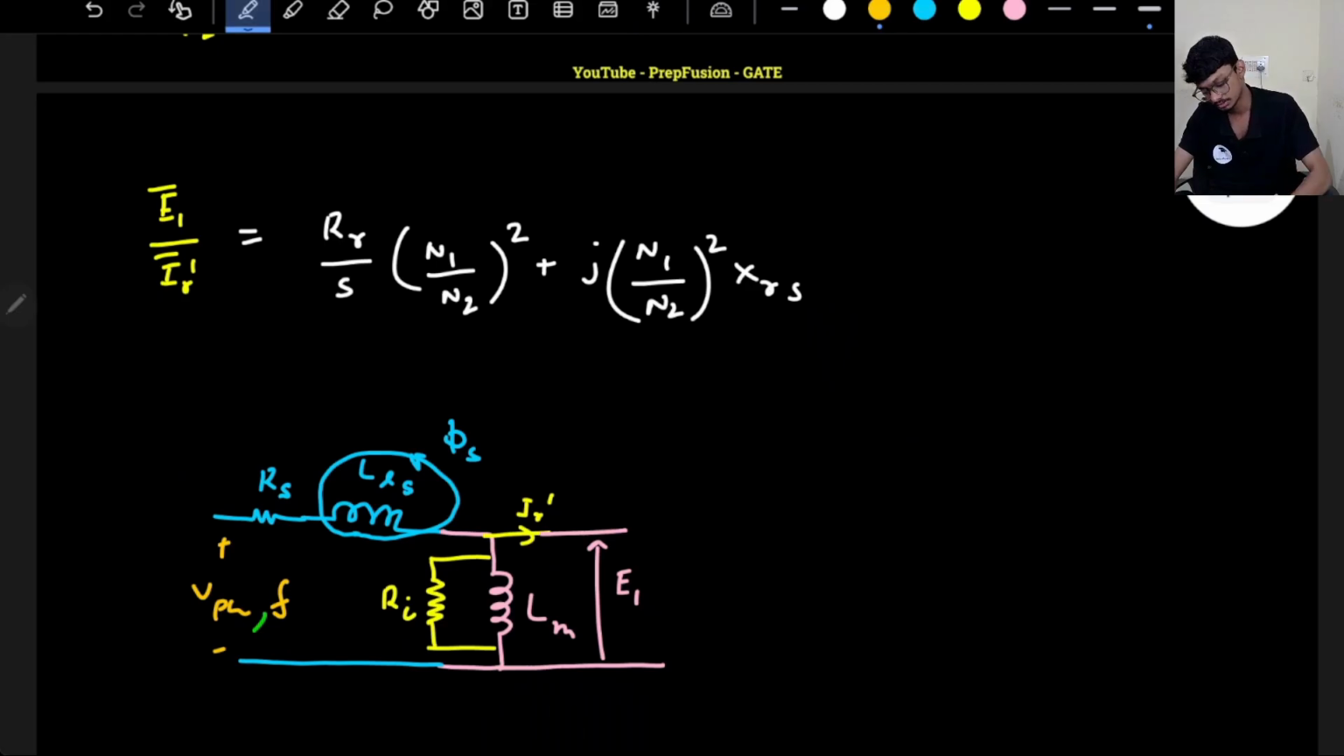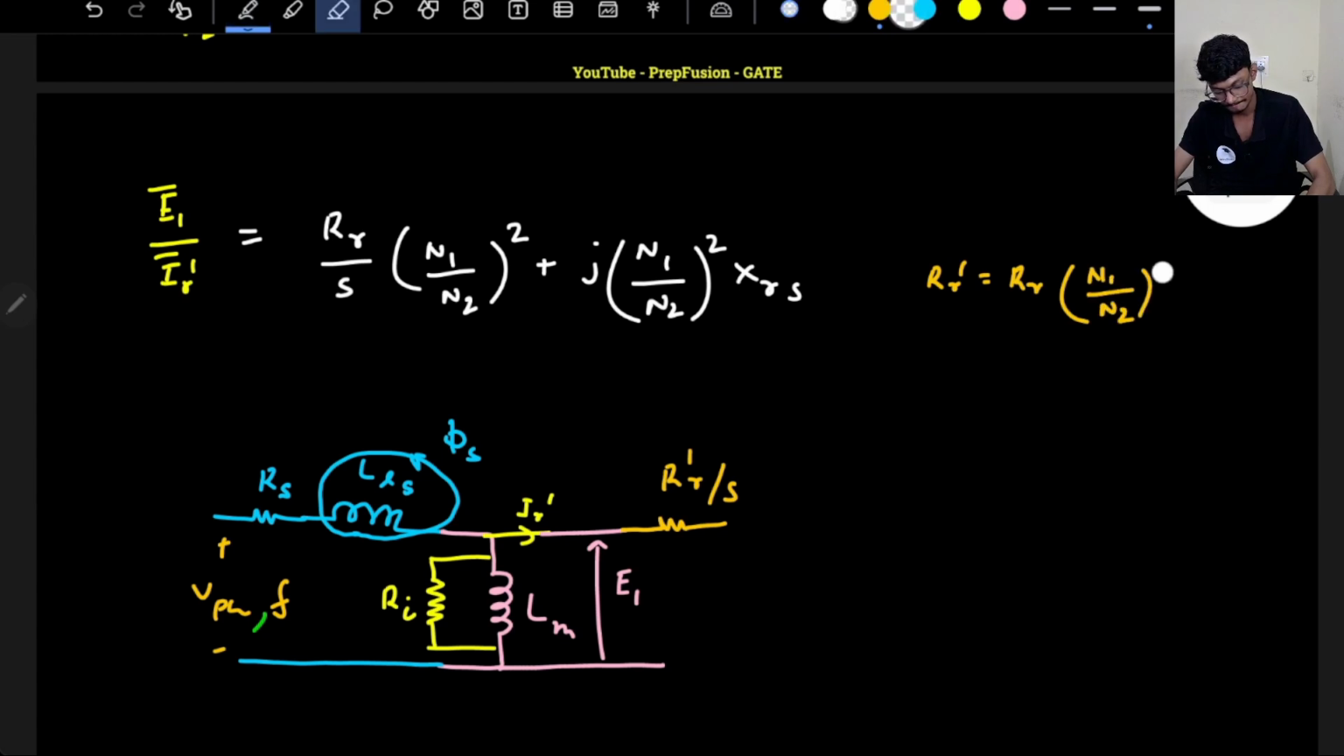Okay. So I will get a resistance whose value will be RR dash divided by S, because what is RR dash? RR dash is the resistance of the rotor referred to the primary, to the stator. So it is basically RR into N1 divided by N2, into whole square.